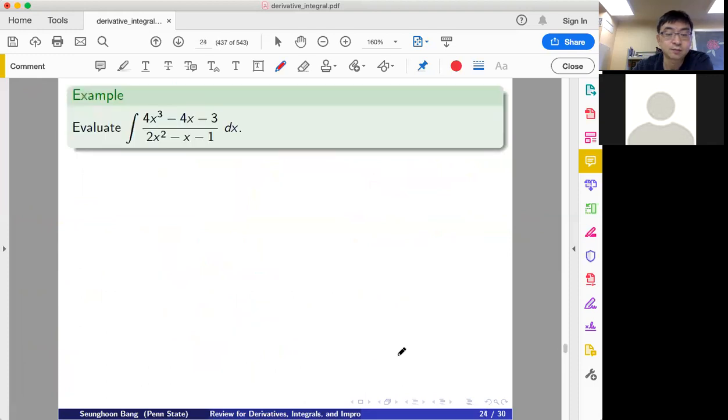Like this. The next thing: integral of 4x cubed minus 4x minus 3 over 2x squared minus x minus 1. So how can you solve this problem? This is polynomial over polynomial form. You can use partial fractions, but not yet, because the top power is 3 and the bottom power is 2. The top power is greater than or equal to the bottom power, so long division comes first. You have to reduce the top power. What is long division? I can write here. The long division is, you can use it.